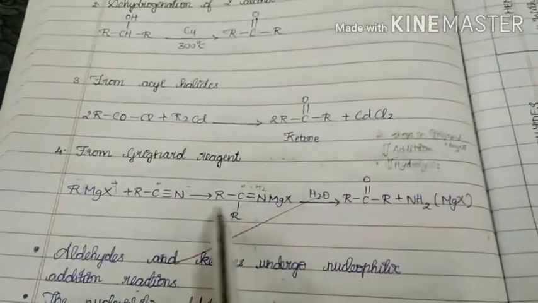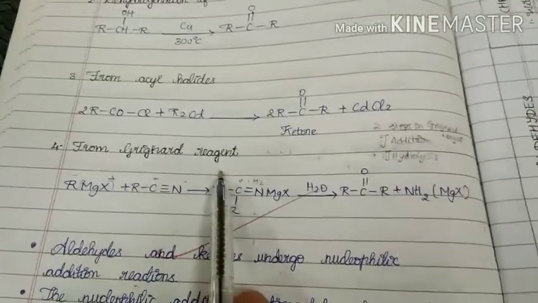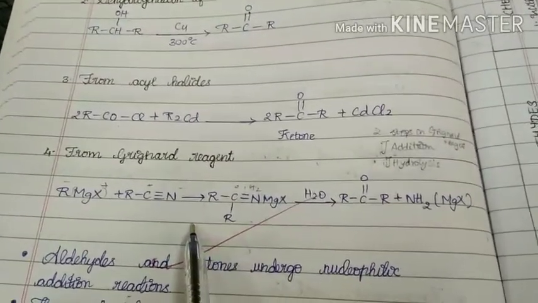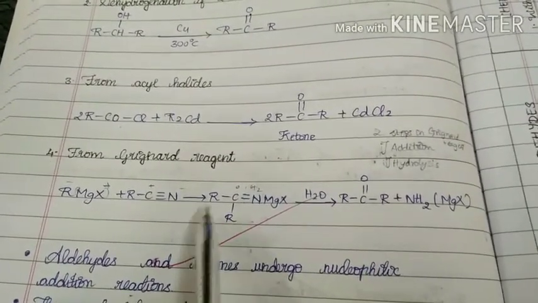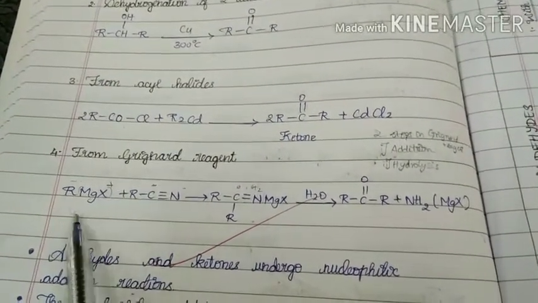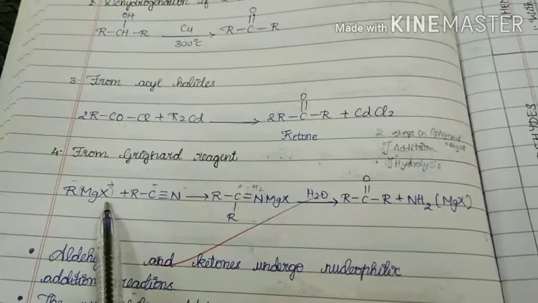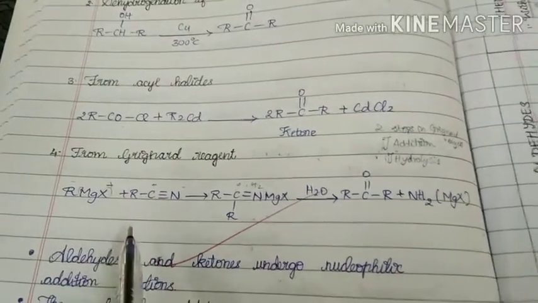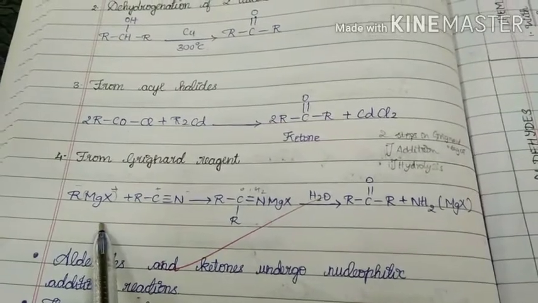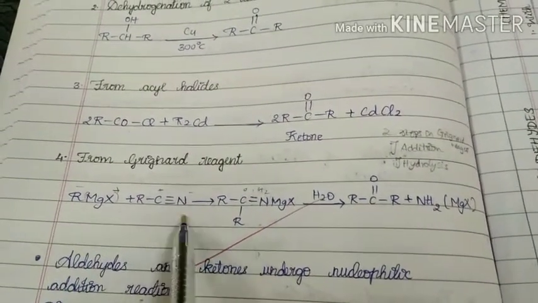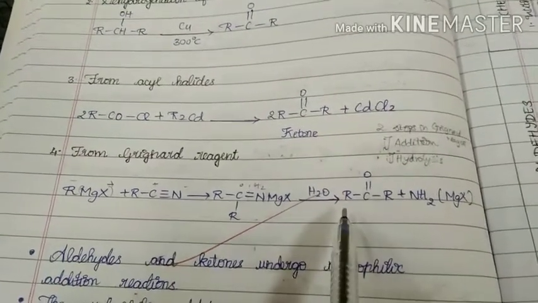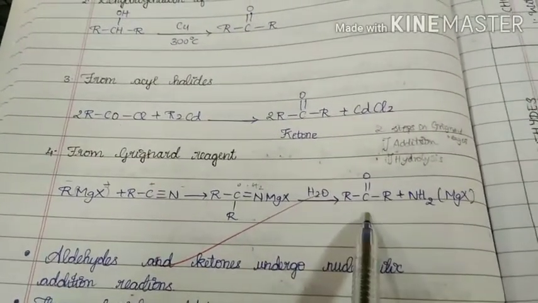Next one, from Grignard reagent. This is a very important reaction. All Grignard reagent reactions are very important. Grignard reagent means alkyl magnesium halide. When Grignard reagent reacts with alkyl cyanide, then we get ketones.